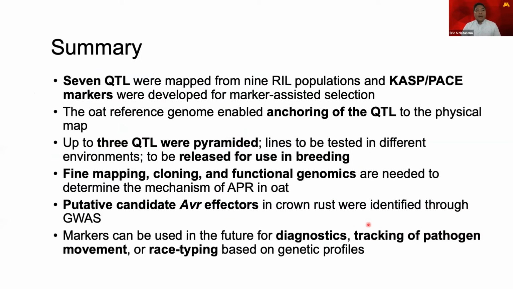In summary, we detected 7 QTL from 9 mapping populations, and we developed CASP and PACE markers for selection.